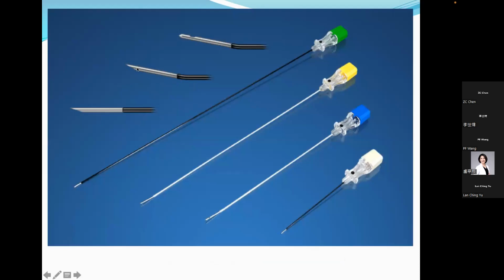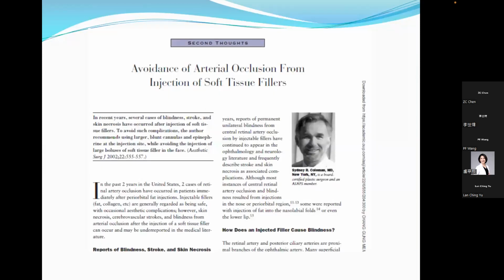Yoshimura likes to use a sharp tip 16 gauge in the breast. However, in the face, I strongly advise an 18 gauge or 16 gauge blunt tip, because the opening is lateral, so the intrusion pressure is not so high. This could avoid vascular accidents. Dr. Coleman published in Aesthetic Surgery Journal 2002 on avoidance of arterial occlusion from injection of soft tissue filler, showing that the blunt tip and 18 gauge is better in the face.